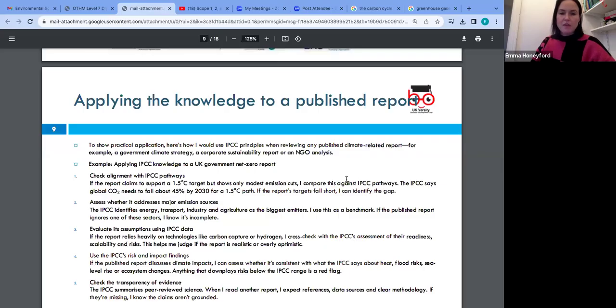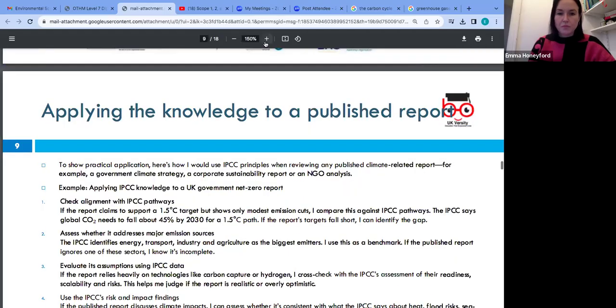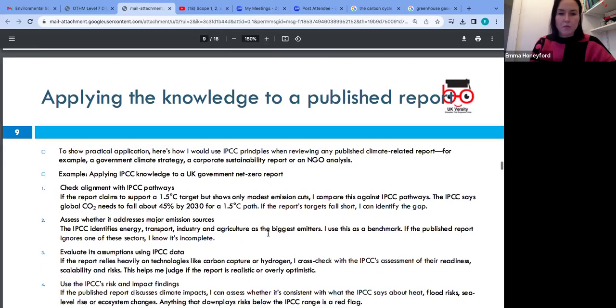So assessing whether it addresses major emission sources. The IPCC identifies energy, transport, industry and agriculture as the biggest emitters. So we know they're the biggest impact areas. So we can use this as a benchmark. So if the published report ignores one of these sectors, we know that it's not reliable because we know these are the biggest impact areas. I'm just going to zoom in a little bit more.